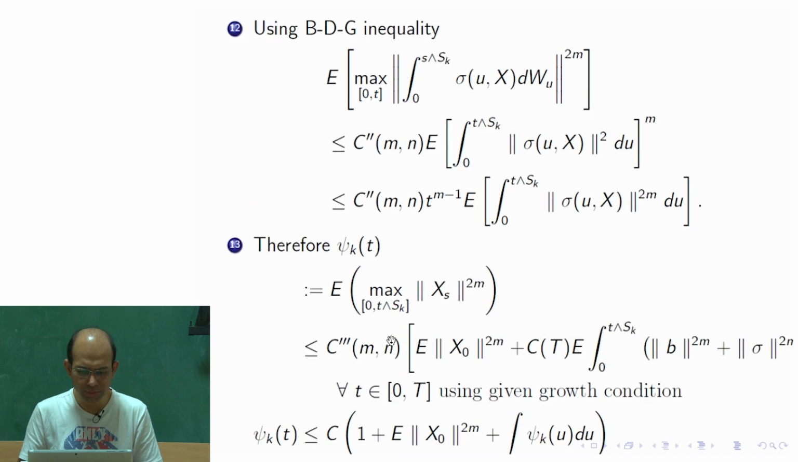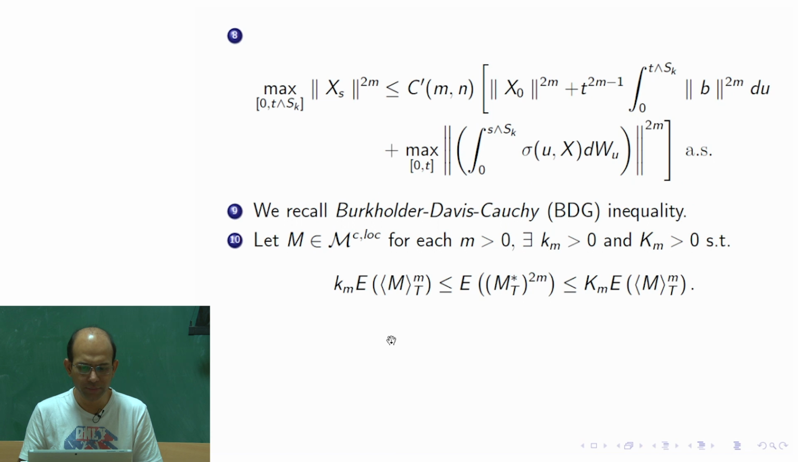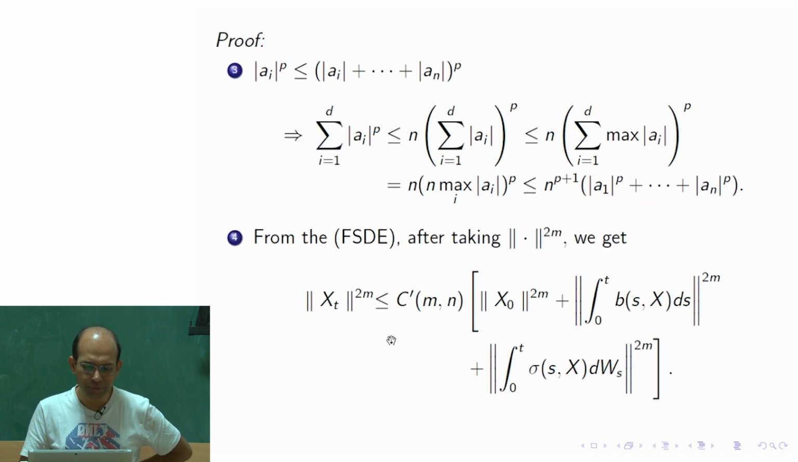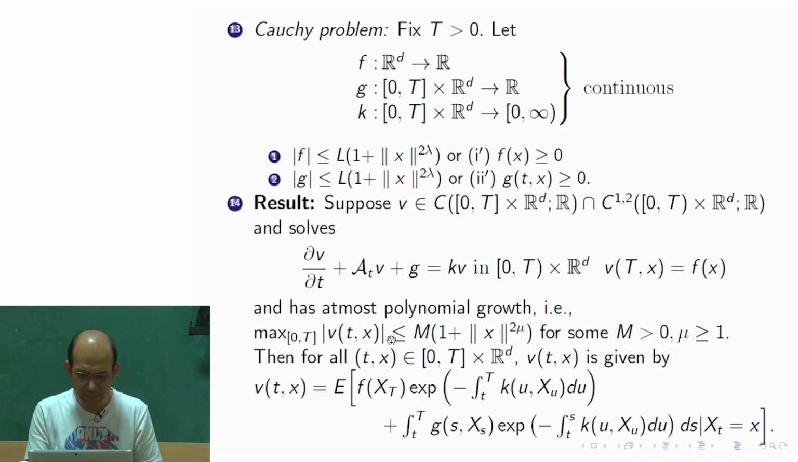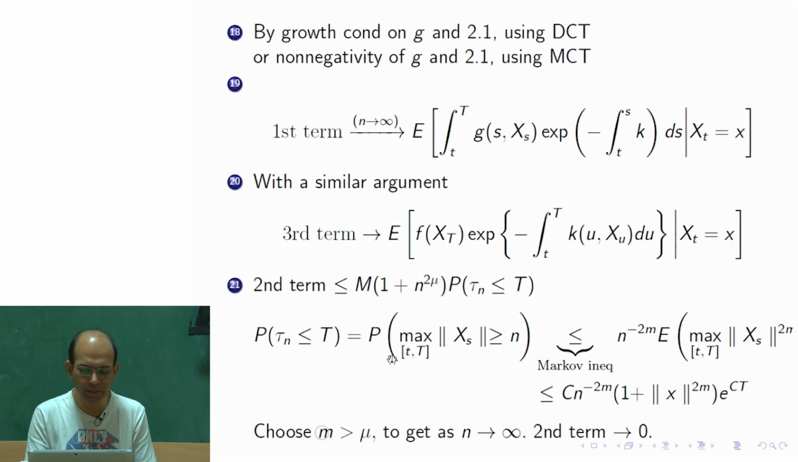When we wrote down the polynomial growth, we wrote the expression. The classical solution v of the Cauchy problem we have considered satisfies at most polynomial growth of some particular order. That order is taken as 2 mu. I am talking about this mu here, and mu is greater than or equal to 1. If we take m larger than this mu, then as n tends to infinity the second term goes to 0.